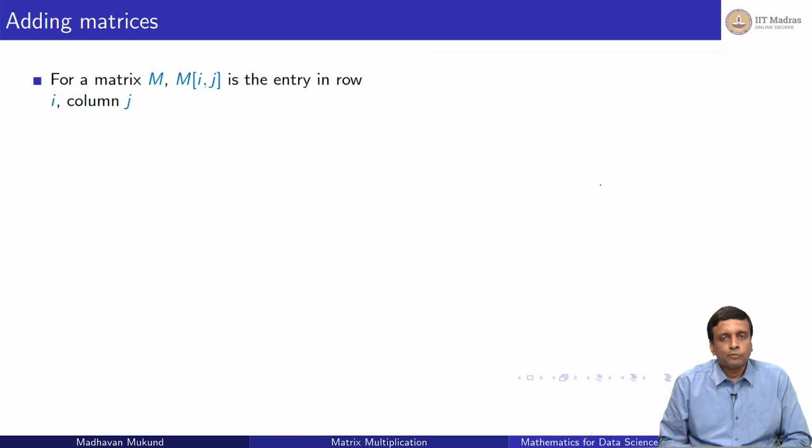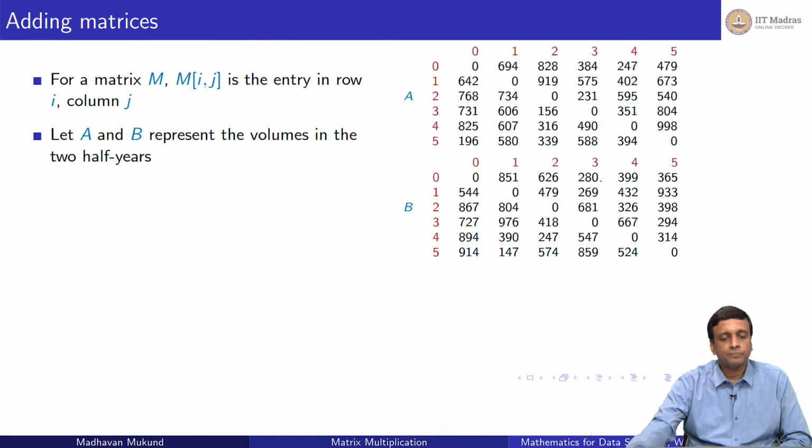So some notation. If we have a matrix, then remember our rows are numbered 0 to R minus 1 and our columns are 0 to C minus 1. So we will look at the ith row and the jth column, and that will give us one entry in the matrix, where the row intersects the column, and we will refer to that as m i comma j. So m i comma j is the entry in the matrix at row i and column j.